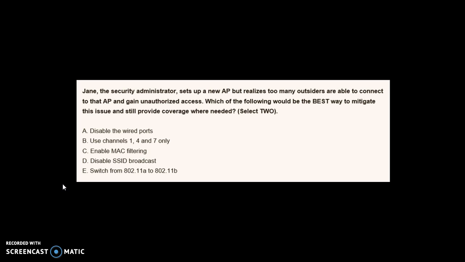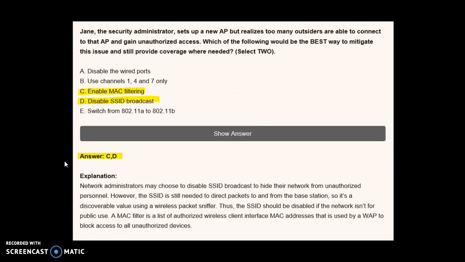Jane, the security administrator, sets up a new AP access point but realizes too many outsiders are able to connect to that access point and gain unauthorized access. Which of the following would be the best way to mitigate the issue and still provide coverage where needed? You've got to select two answers here. The answer is C and D.